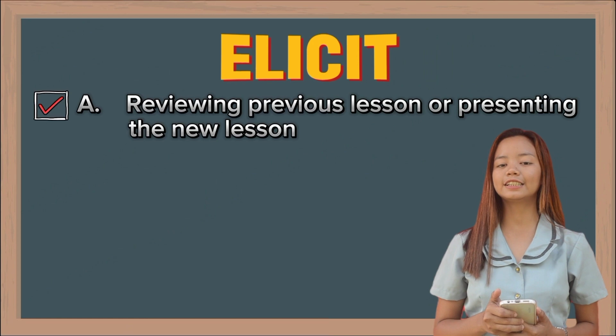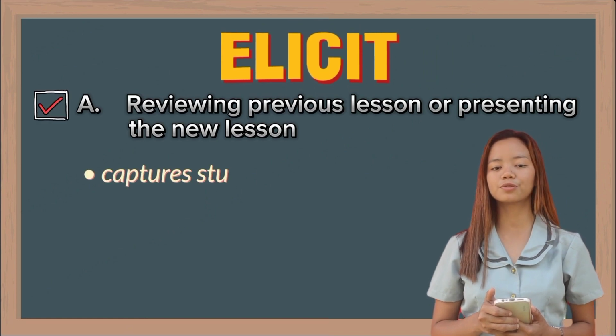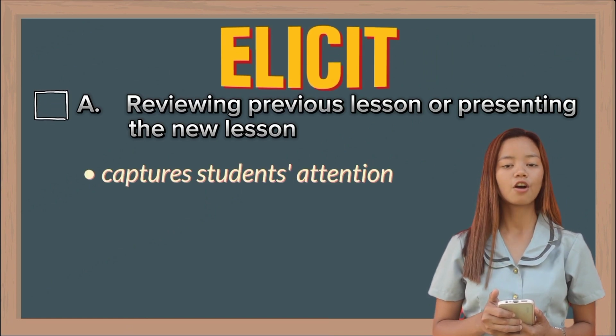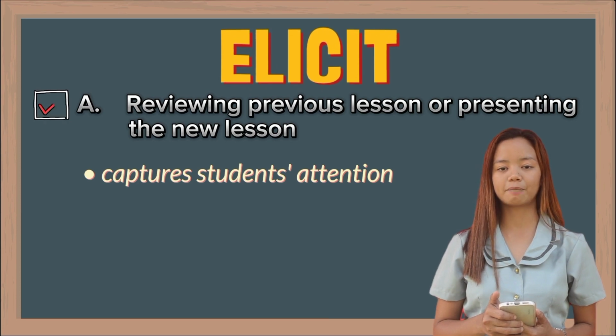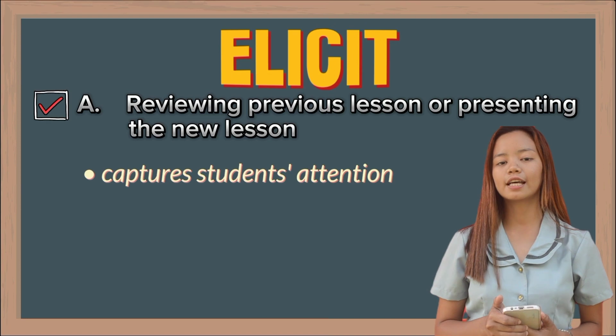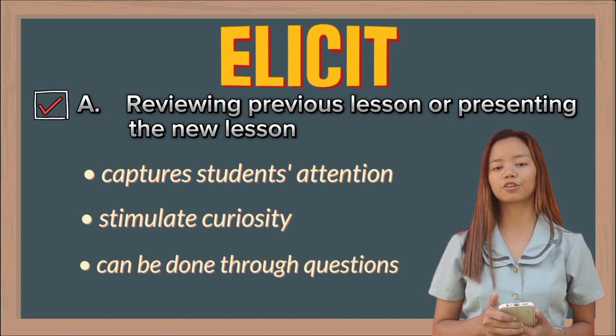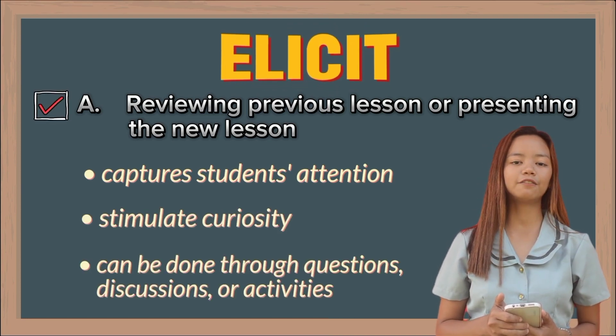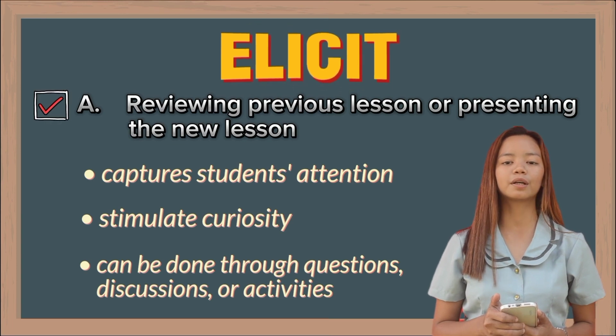Let's start with the first E, which is elicit. The elicit phase typically involves prompting students to demonstrate their prior knowledge or understanding of a topic. The goal of the elicit phase is to activate students' prior knowledge and stimulate curiosity. This can be done through questions, discussions, or activities that encourage students to share what they already know.